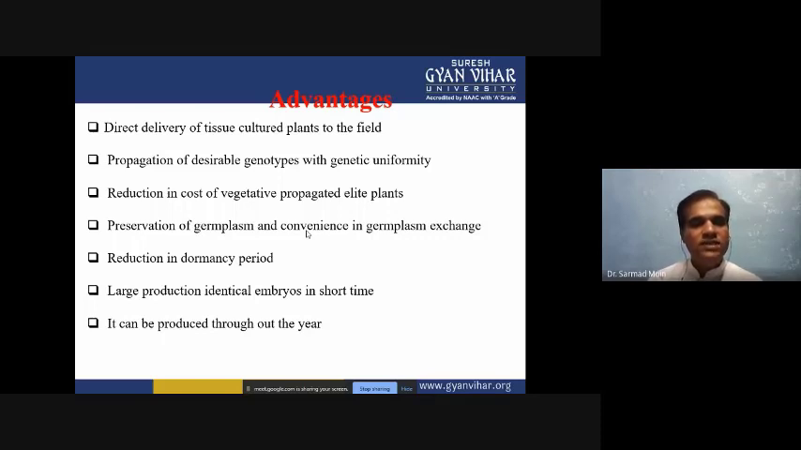So we already know the somatic embryos are identical to the somatic cells, and they are produced from single cells, so their genotype is identical, or cloned. So identical embryos can be produced in a very short time in large quantity. Then it can be produced throughout the year, and it is not dependent on season. There is no dormancy, and if we provide a suitable laboratory environment, throughout the year we can produce these somatic embryos from any type of plantlets.